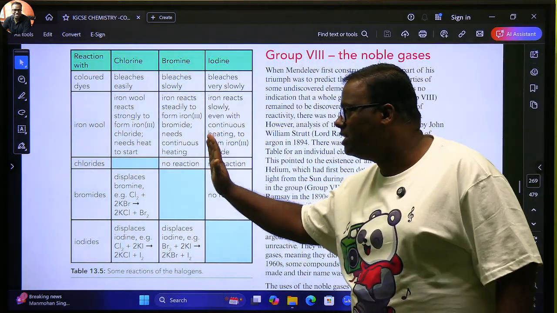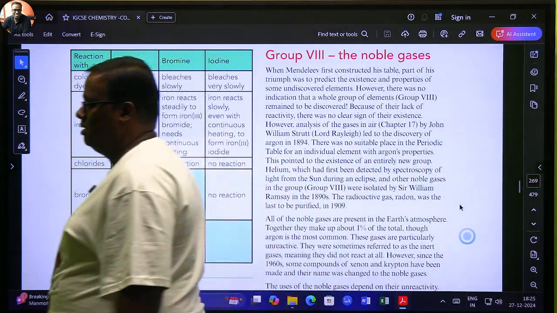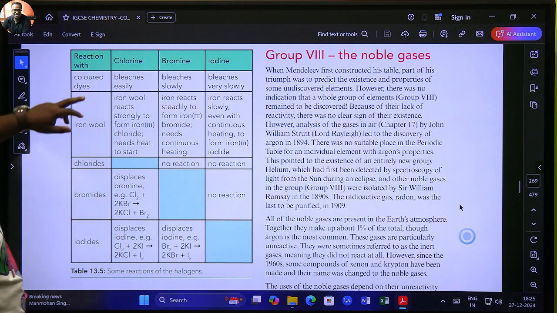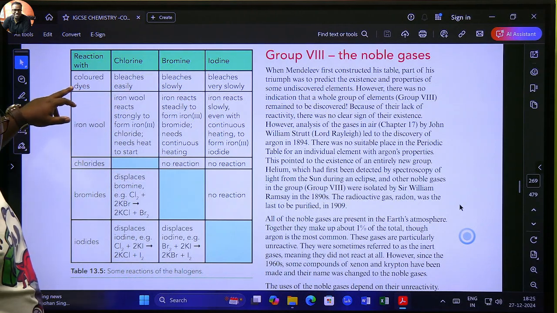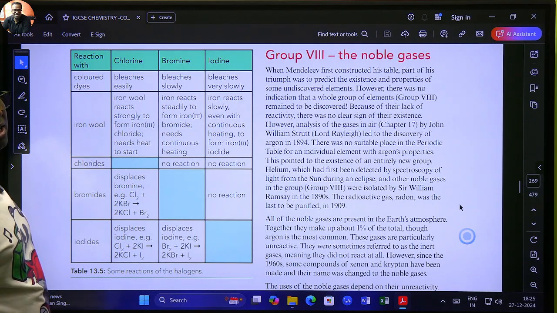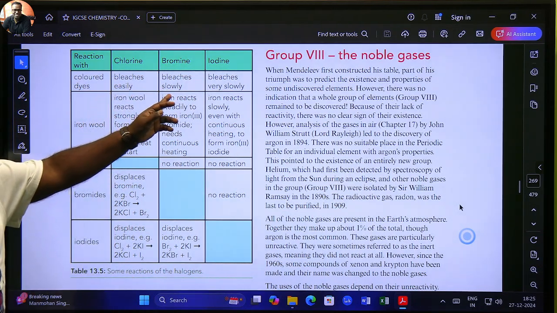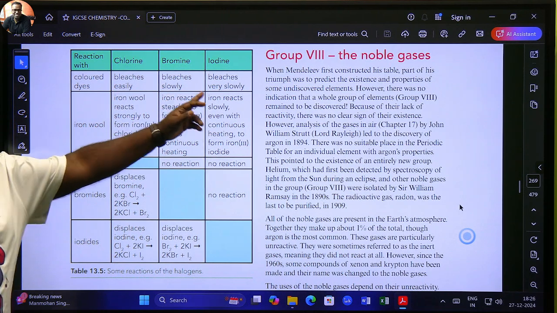Always see these tables. Reaction with colored dyes. Chlorine bleaches easily because chlorine is very reactive. If you have a chlorinated water supply in your house, please be careful washing your printed garments. They will lose their color. It's a common question among ladies, will this saree leave color? Before that, ask how much chlorine is in your home's water. If there is chlorine, it will lose color. Bromine is less reactive, so it bleaches slowly.